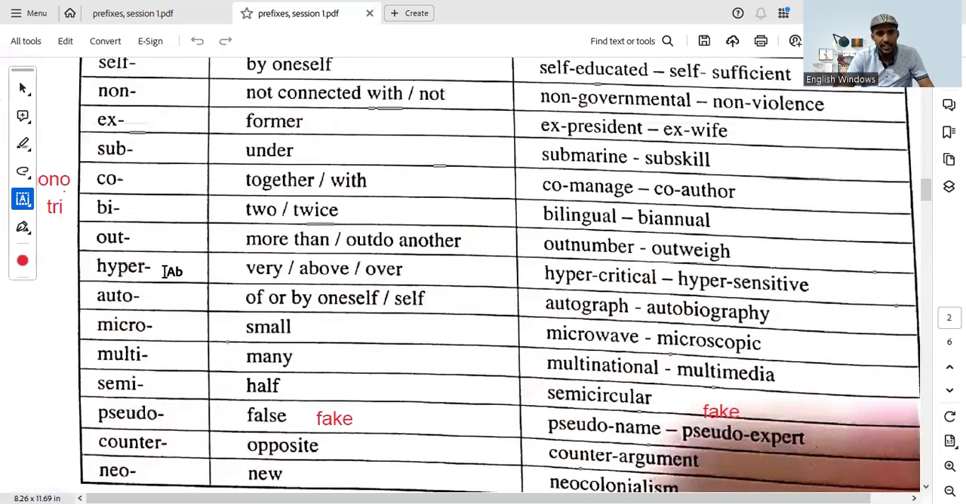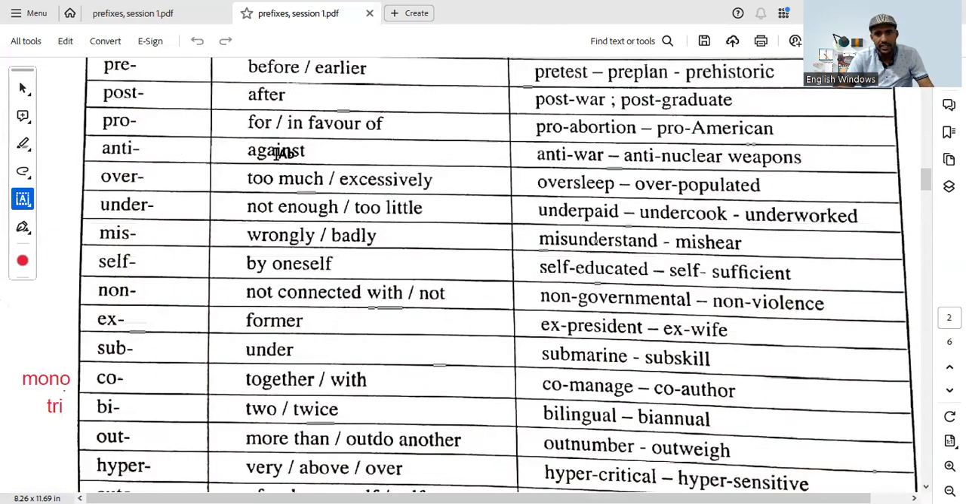I think we have seen it here, right? Anti, here we go, anti-nuclear, all right?